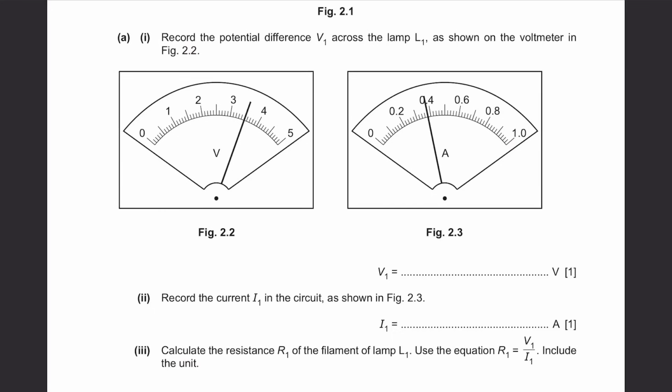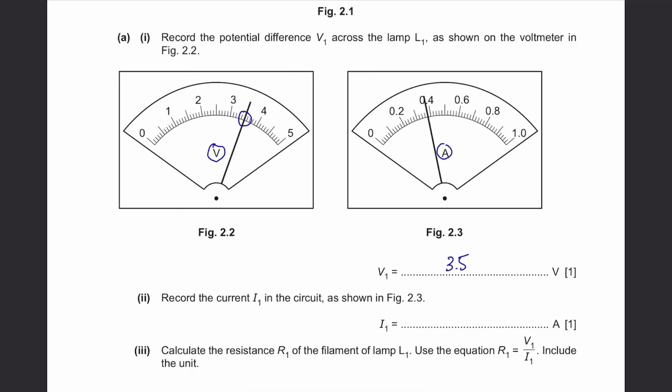It's the potential difference, so look at the diagram that says V. This is from an ammeter, it says A here. The answer is 3.5 volts. Record the current I1 in the circuit as shown in figure 2.3.